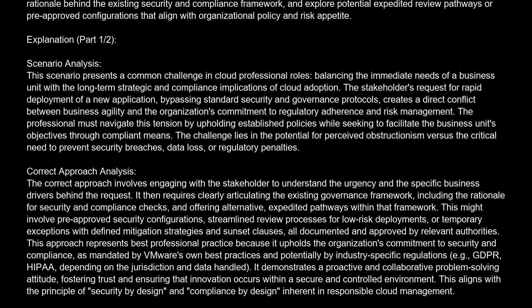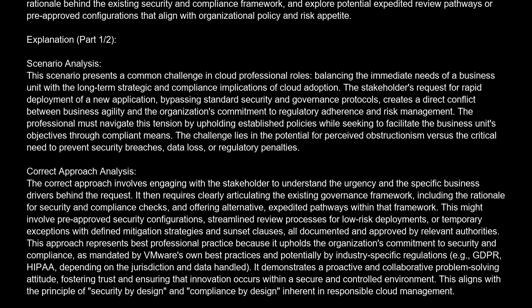This approach represents best professional practice because it upholds the organization's commitment to security and compliance, as mandated by VMware's own best practices and potentially by industry-specific regulations, e.g., GDPR, HIPAA, depending on the jurisdiction and data handled. It demonstrates a proactive and collaborative problem-solving attitude, fostering trust and ensuring that innovation occurs within a secure and controlled environment. This aligns with the principle of security by design and compliance by design, inherent in responsible cloud management.